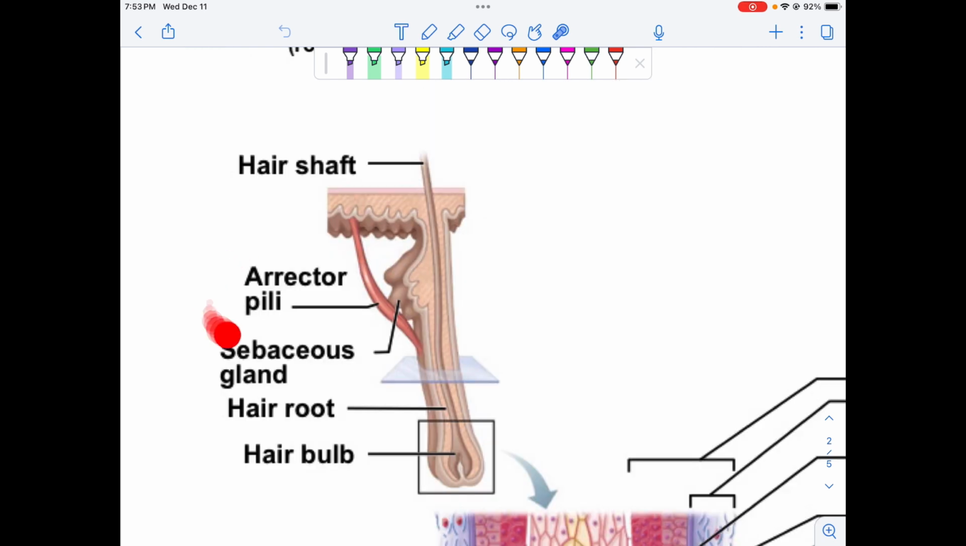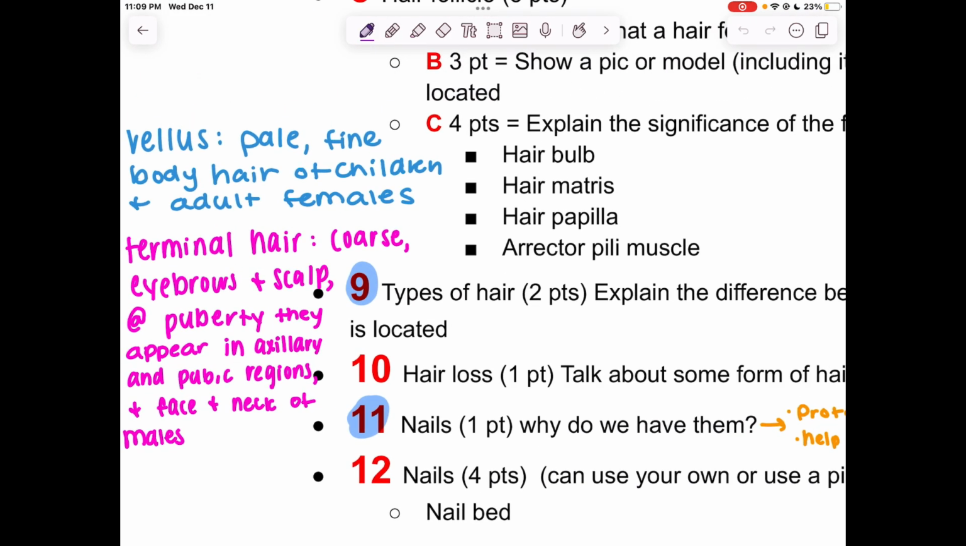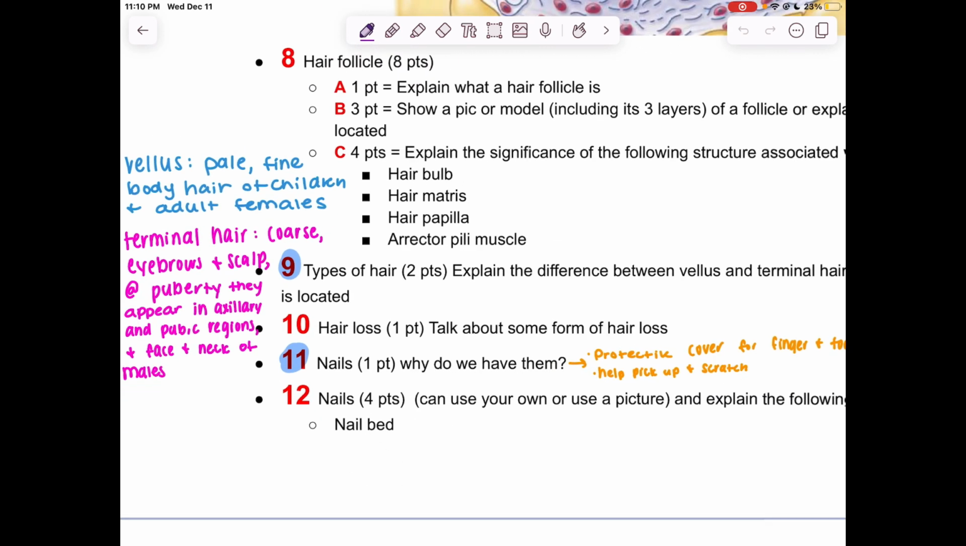to grow more hair. The erector pili muscle is an involuntary smooth muscle attached to the hair follicle that contracts to form goosebumps. Vellus hair is pale, fine body hair of children and adult females. Terminal hair is coarse. It's on the eyebrows and scalp, and at puberty it appears in axillary and pubic regions. And it is also found on the face and neck of males.